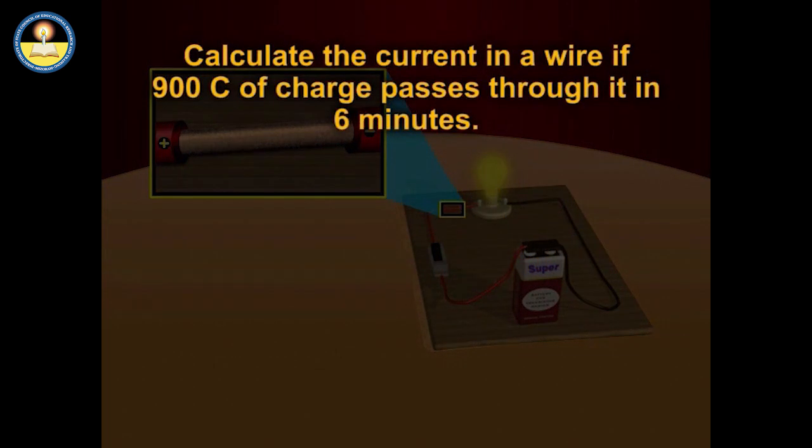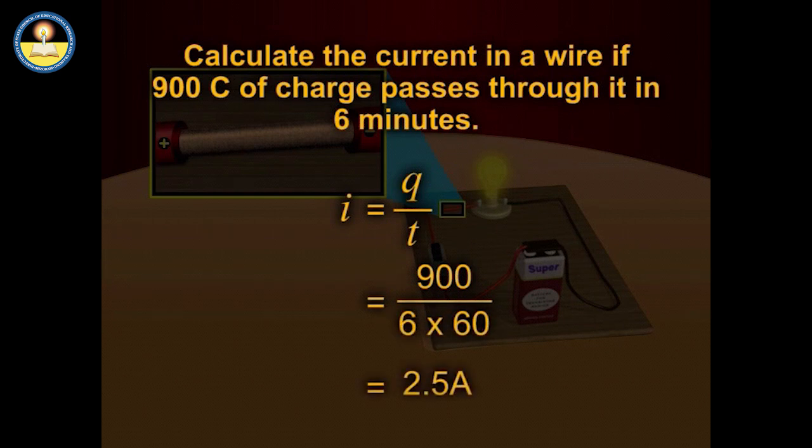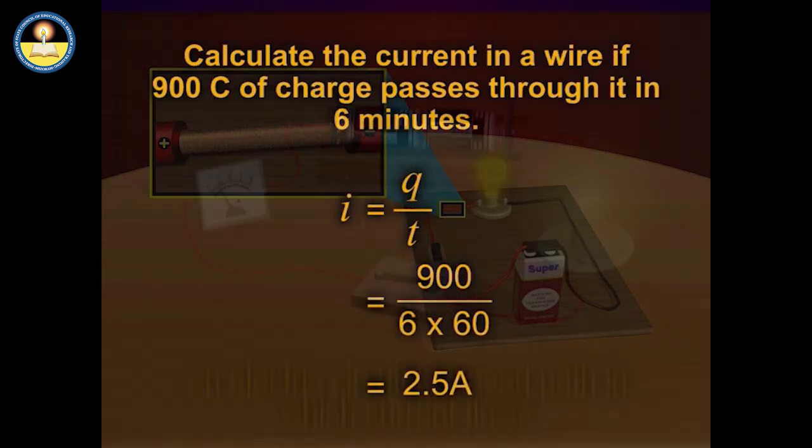Let's try a numerical problem. Calculate the current in a wire if 900 coulombs of charge passes through it in 6 minutes. Using the relation for current and charge, it comes out to be 2.5 amperes.